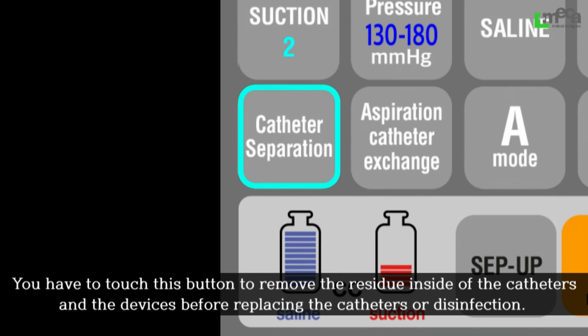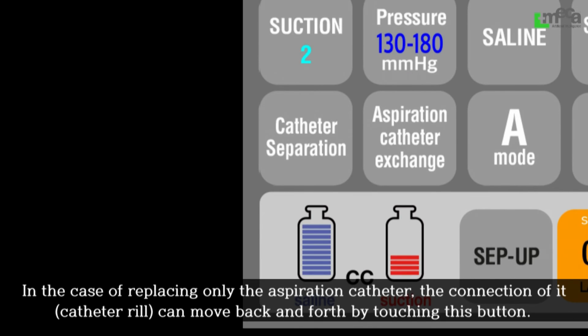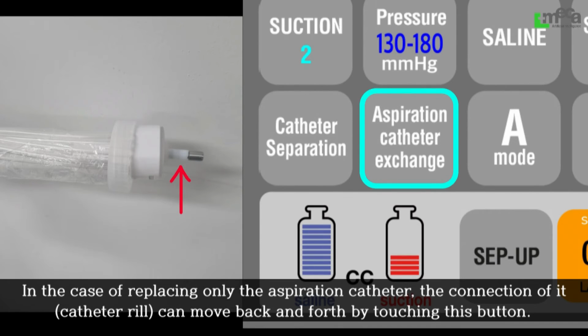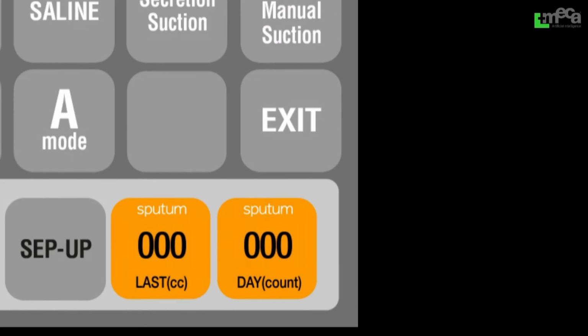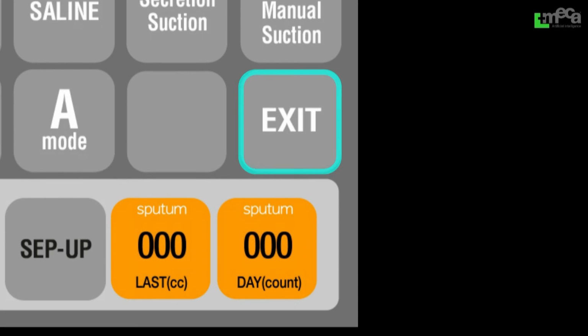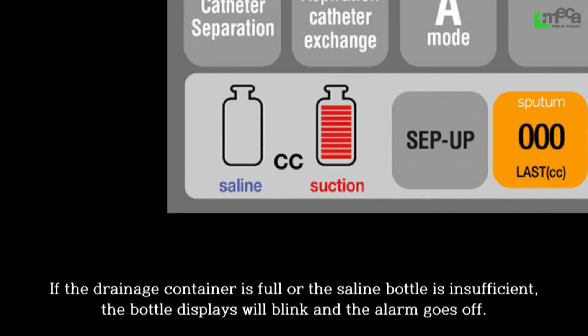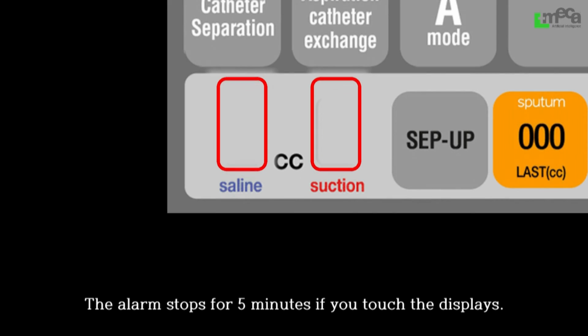You have to touch this button to remove the residue inside the catheters and the device before replacing the catheters or disinfection. In the case of replacing only the aspiration catheter, the connection of it can move back and forth by touching this button. Before turning off the device, the residue inside the catheters and the device can be removed by touching this button. If the drainage container is full or the saline bottle is insufficient, the bottle displays will blink and the alarm goes off. The alarm stops for 5 minutes if you touch the displays.